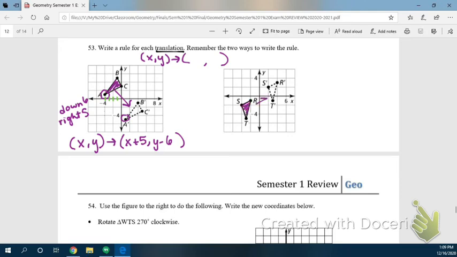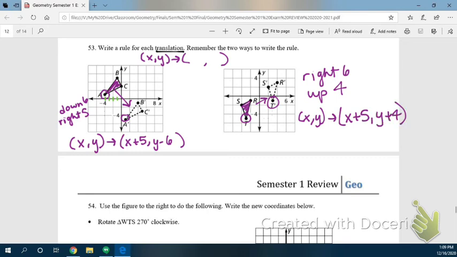In the next one, this is my original, and it's moving that way. I'm just going to focus on T. It's moving to the right, 1, 2, 3, 4, 5, 6, right 6. And it is moving up 1, 2, 3, 4. With that said, I need to write my rule, which is x, y, and it would be x plus 6, and going up would be y plus 4. If you're ever going to the left, that would be x minus a number. Very good.